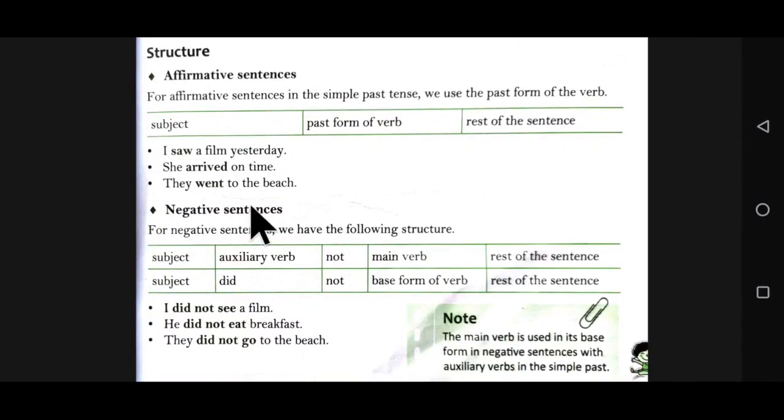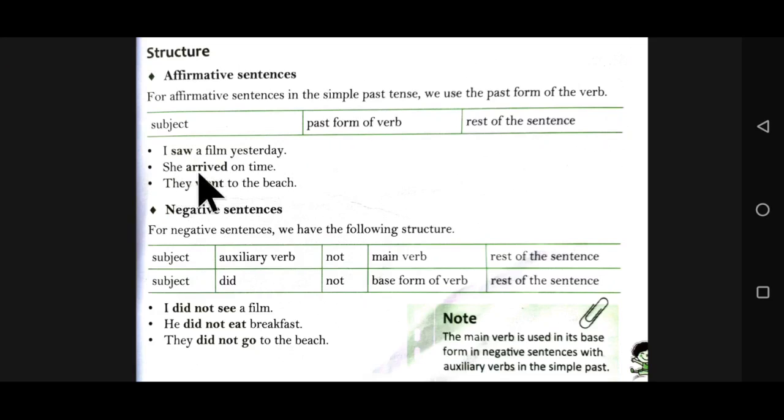Now let's try to understand the structure of different types of sentences in simple past tense. The first sentences that we are going to see are affirmative sentences or positive sentences. So the structure of affirmative sentences in simple past tense goes like this. First of all, we write subject, then we write past form of the verb, and then the rest of the sentence. If you remember, in simple present tense, we wrote base form of the verb, but in simple past tense, we are writing past form of the verb.